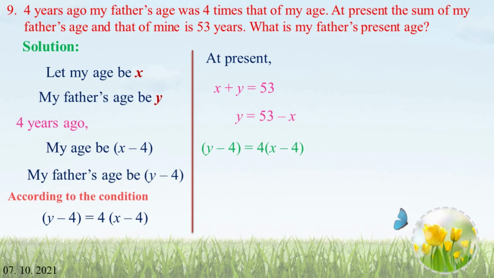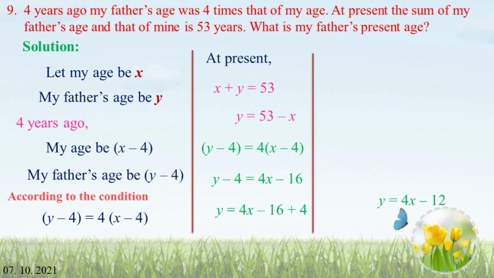Now we take y minus 4 equals 4 into x minus 4. So we have to multiply 4 into x, 4x, 4 into 4, 16. Y equals 4x minus 16, and minus 4 transposed to the right hand side, so we take plus 4. We'll get y equals 4x minus 12.